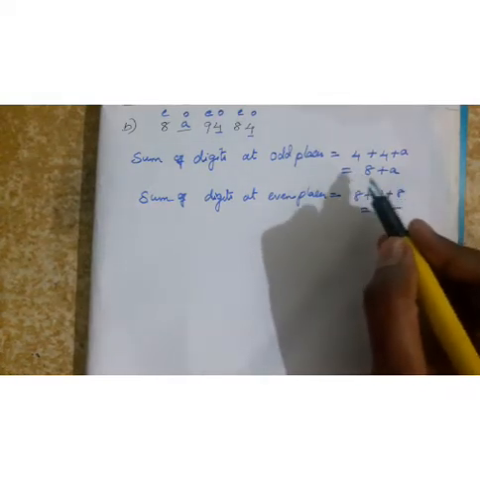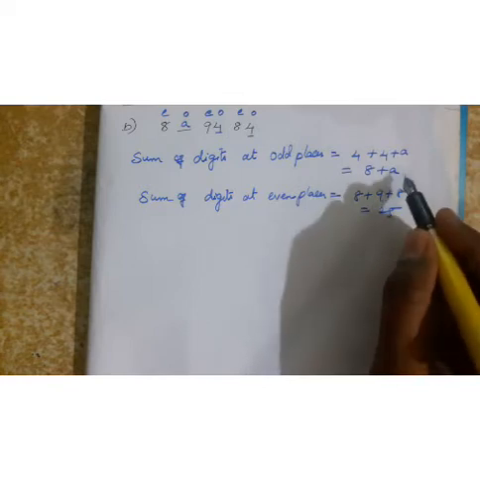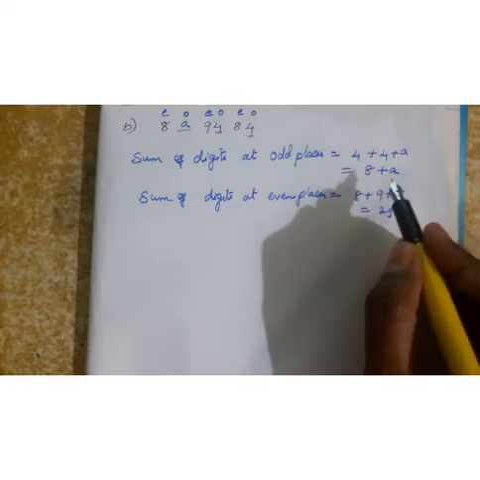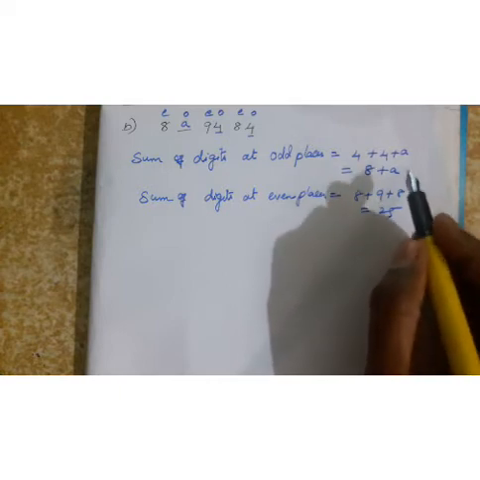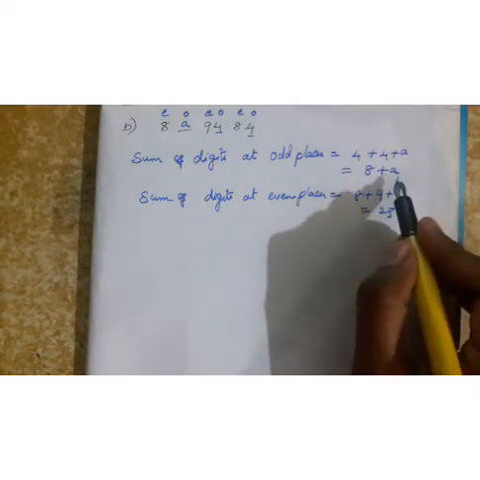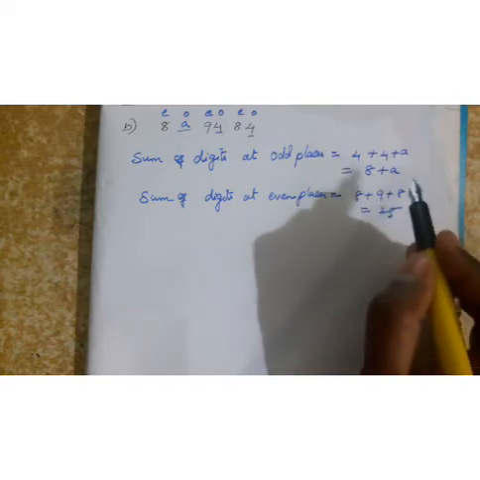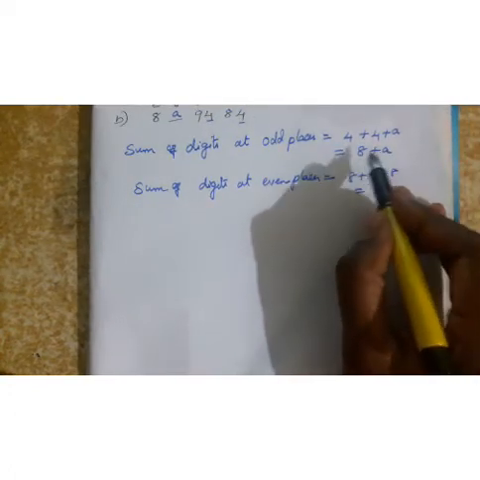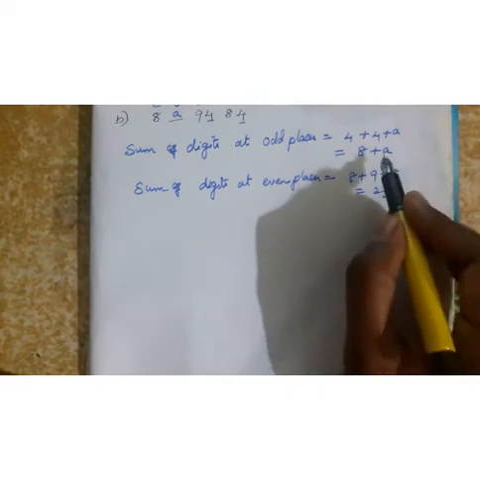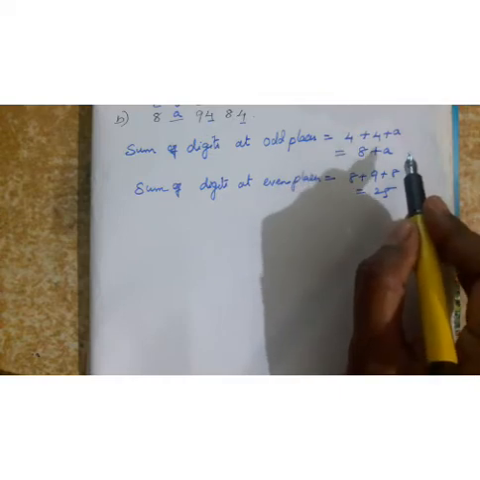So let us take the next number 1. If we take A equal to 1, 8 plus 1, 9. 25 minus 9, we get 16. But 16 is not divisible by 11. If we take A equal to 2, 8 plus 2, 10. 25 minus 10, we get 15. 15 is also not divisible by 11. If we take A equal to 3, 8 plus 3 is equal to 11. 25 minus 11, we get 14. 14 is also not divisible by 11.